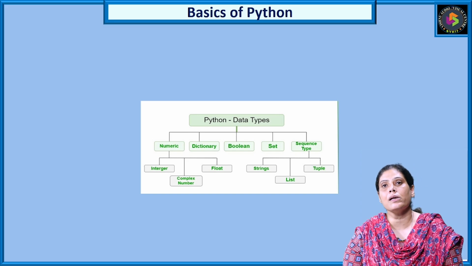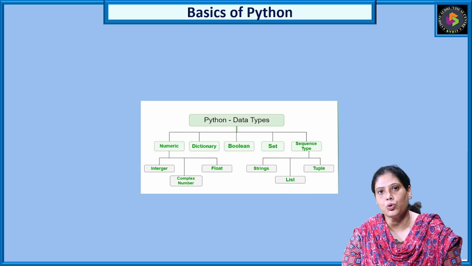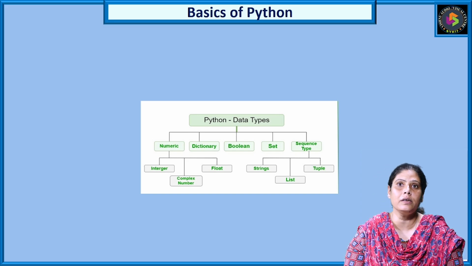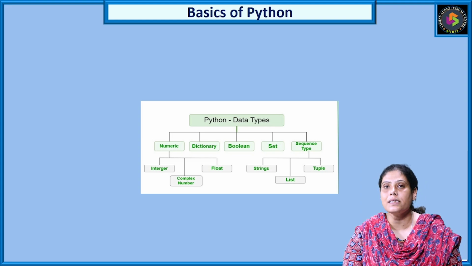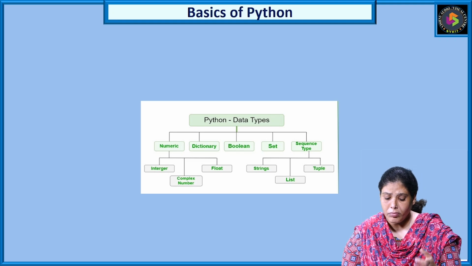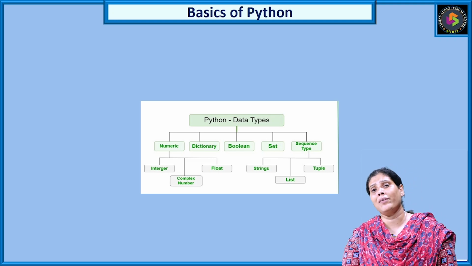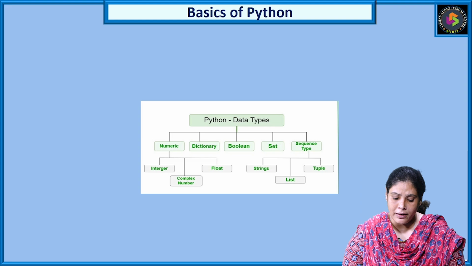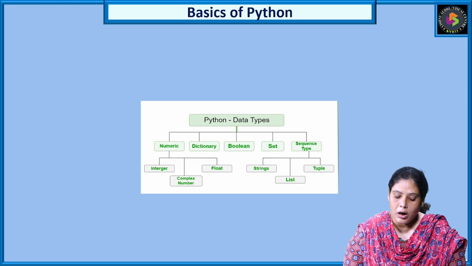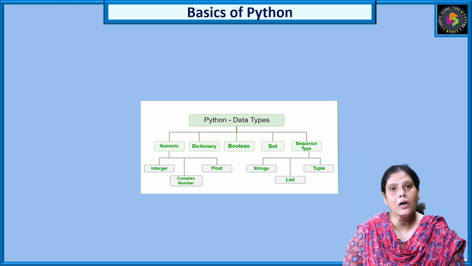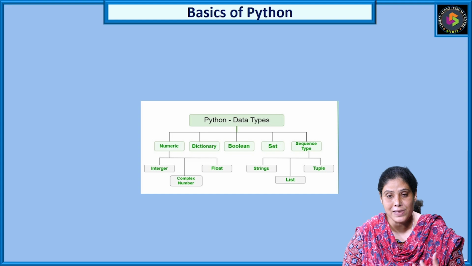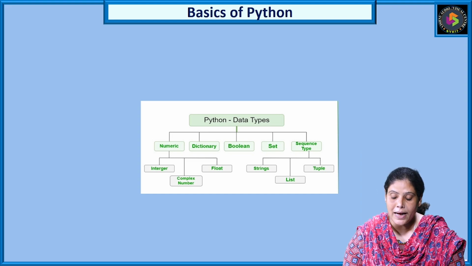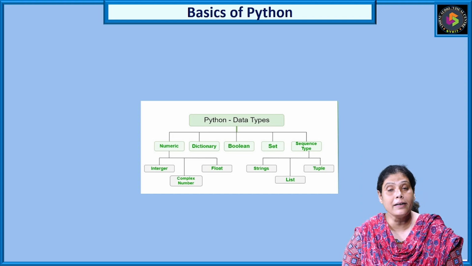For coding, it is important for any language to know what data types are present in that particular language. Python has these data types. The first is the numeric data type, like you have learned in C, which contains integer, float, and here we also have the complex number in Python. Then we have dictionary, then boolean, which is true and false, then set, then sequence type, which contains strings, lists, and tuple.